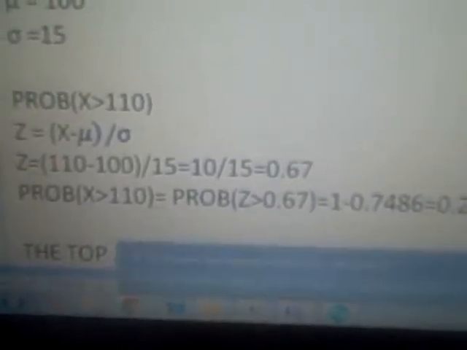Let me show you that 0.7486. Here is my normal table.